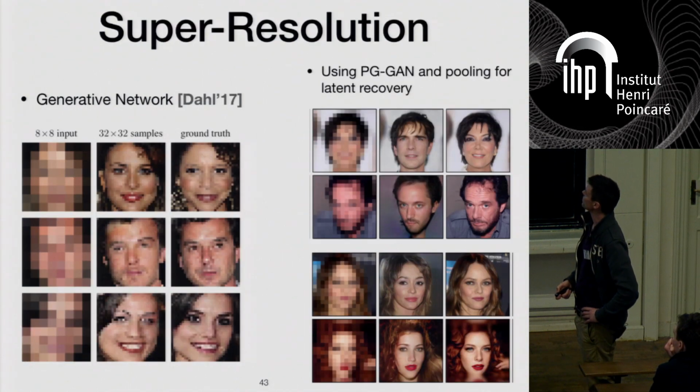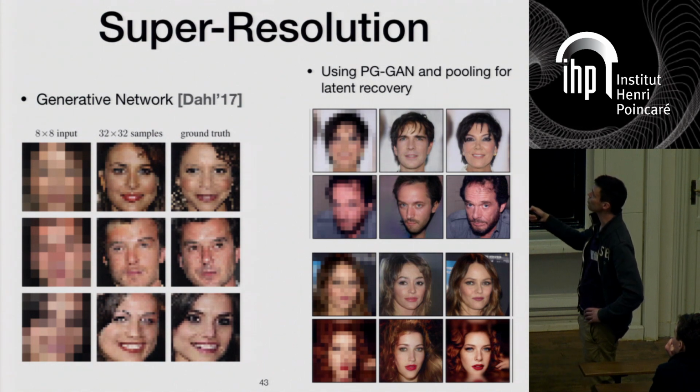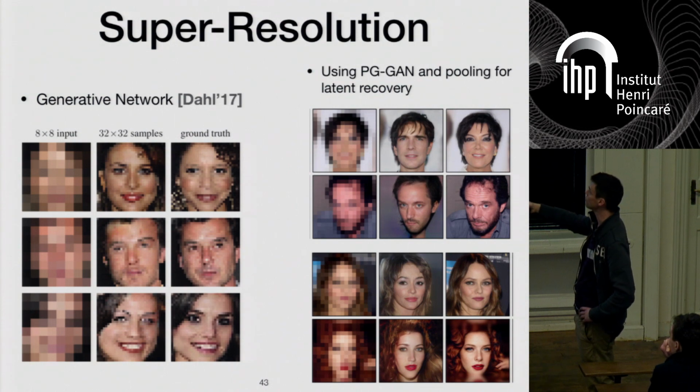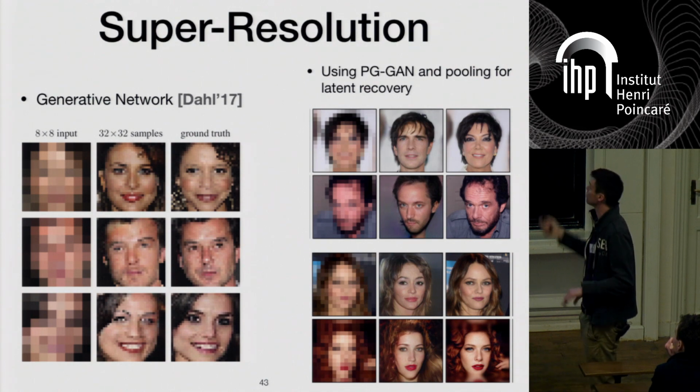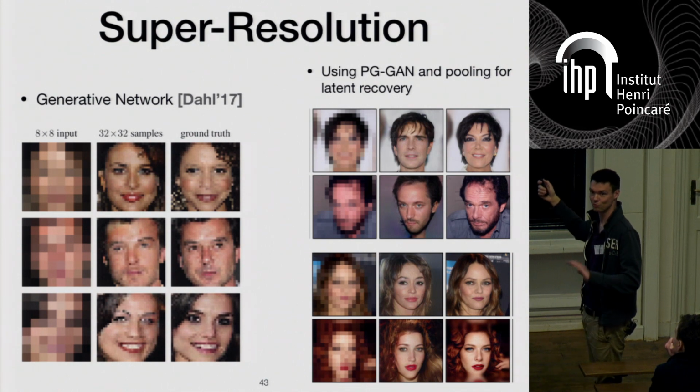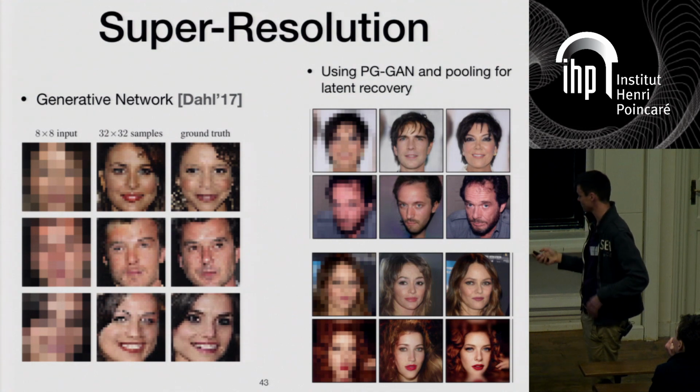So another interesting application is super resolution. So this is a paper from ICCV 17 in which they try to compute the super resolution to improve the resolution of a small image. So they train a full hybrid GAN to do so. So this is the ground truth. This is what they get. And here is what we obtain by just using latent recovery with pooling. Okay. So we have exactly the same performance, except that we never train the network to do so. We just use it directly.